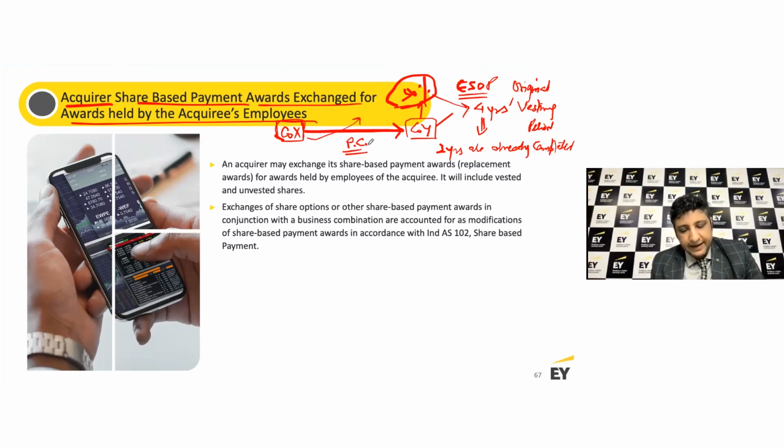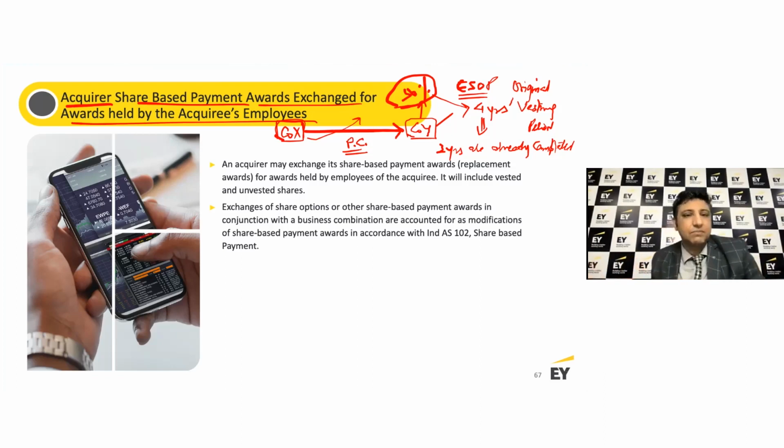Okay. And whatever company X wants, for example, it may also want the employees of company Y to continue the service for the further 2 years, which was the remaining term for them in company Y as well, right? So whatever they would be paying for that post combination period would be an example of an employee cost, right?